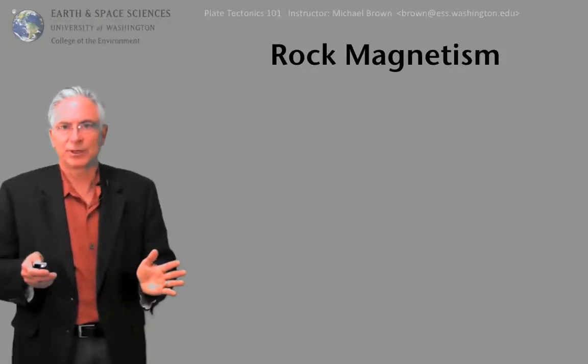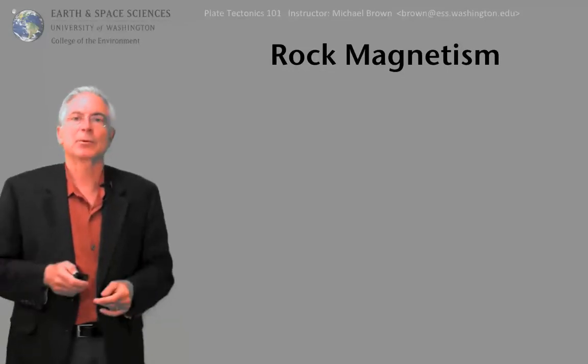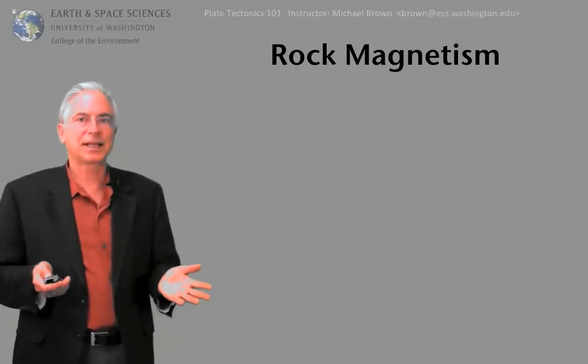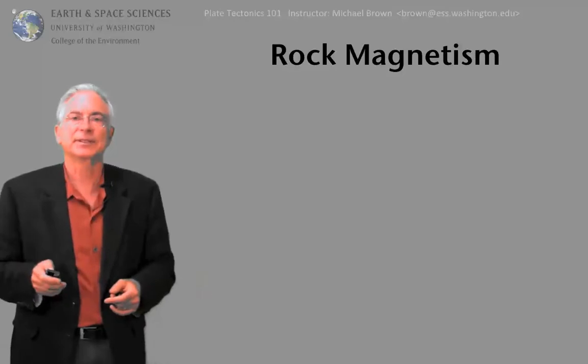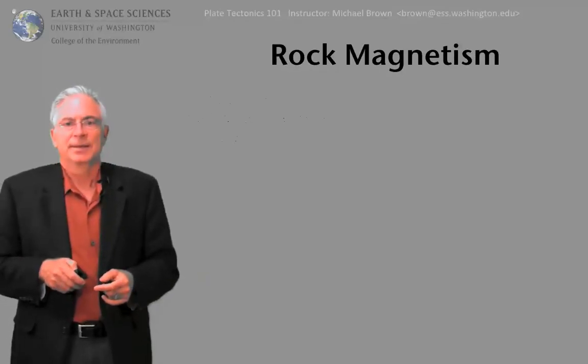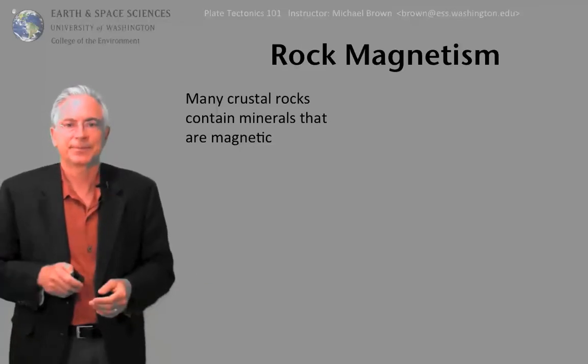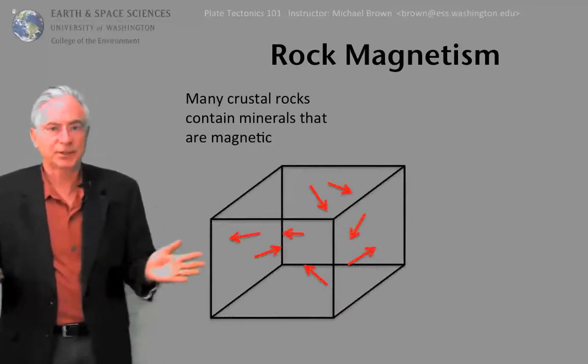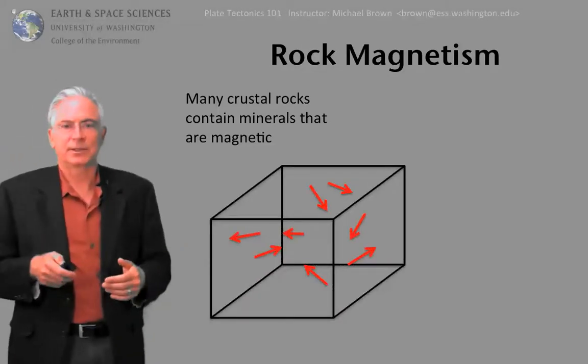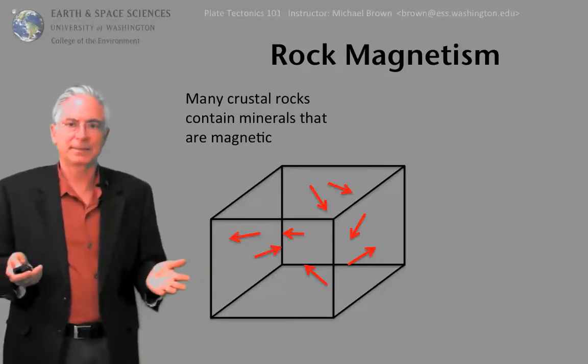Now, that's what the Earth's magnetic field does. Let's talk about what rocks do and how rocks can give us a record of the magnetic field in the past. Many crustal rocks contain minerals that are magnetic. And so here's a box representing a rock, and little red arrows represent magnetic minerals.